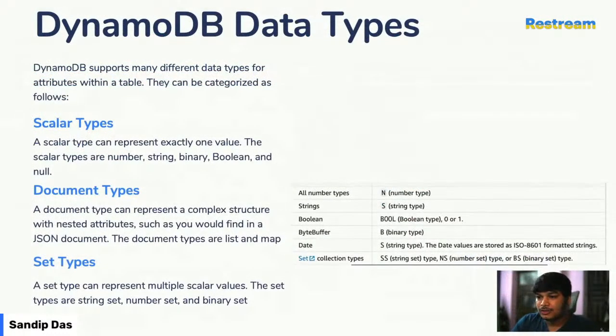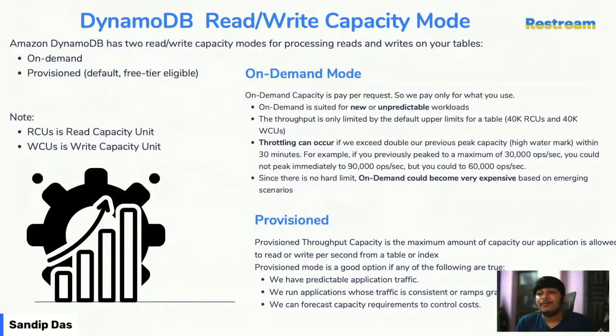Now, let's go to the next slide. So, DynamoDB read write capacity mode. I think I talked about this in the beginning slide. Now let's understand this very carefully. Amazon DynamoDB has two kinds of read write capacity modes for processing reads and writes to a table. When you're writing any data in a table, that's called a write, and when you're reading any data from a table, it's called a read. That's very straightforward.